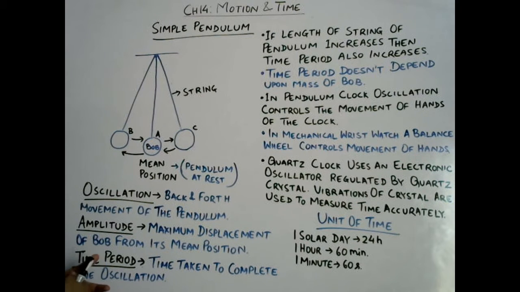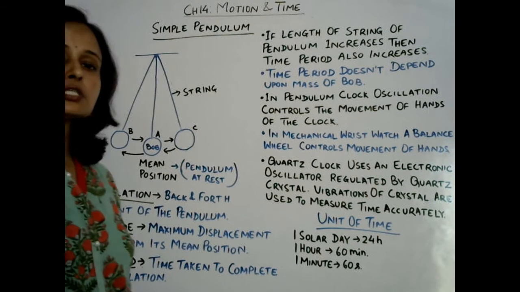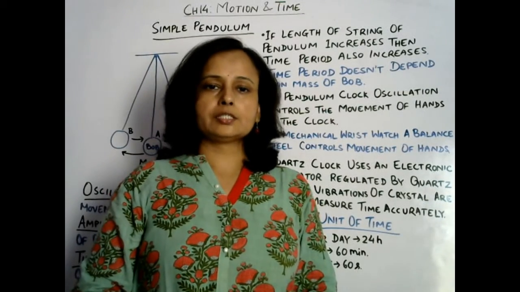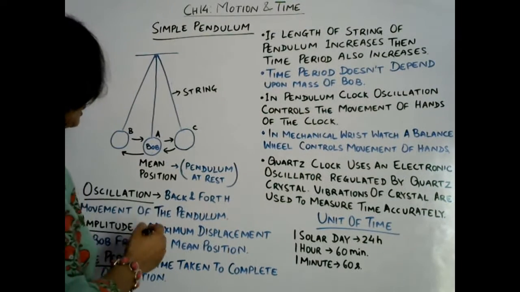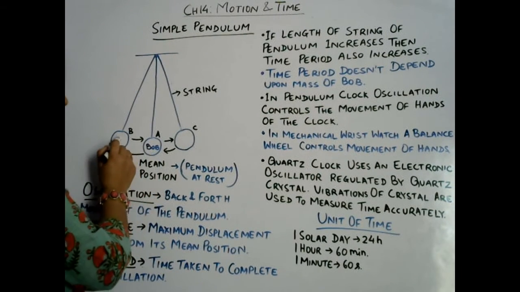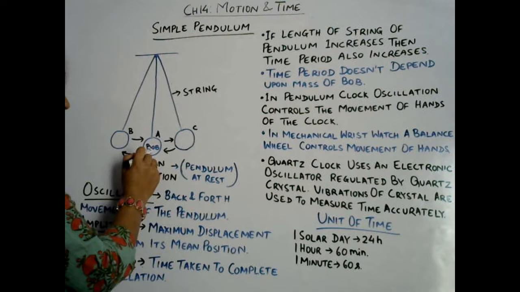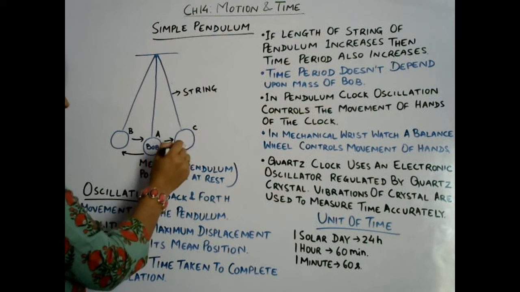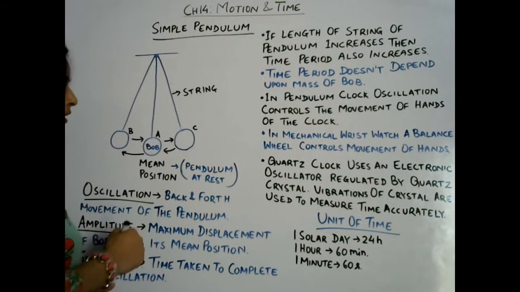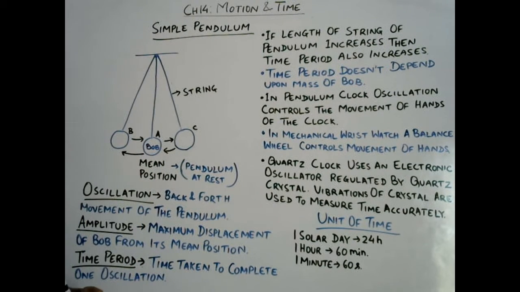And time period is the time taken to complete one oscillation. In one oscillation, the time taken is known as the time period. So one oscillation means one back and forth movement of the pendulum. That means it goes back, then again this side, then again comes to rest. That is one oscillation, and the time taken for it is the time period.